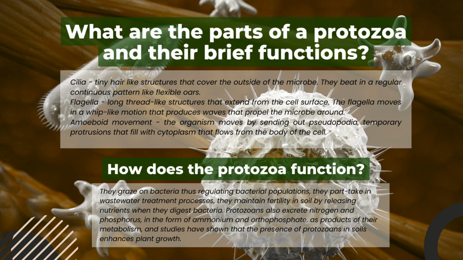Cilia, tiny hair-like structures that cover the outside of the microbe. They beat in a regular continuous pattern like flexible oars. Flagella, long thread-like structures that extend from the cell surface. The flagella move in a whip-like motion that produces waves that propel the microbe around. Amoeboid movement: the organism moves by sending out pseudopodia, temporary protrusions that fill with cytoplasm that flows from the body of the cell.